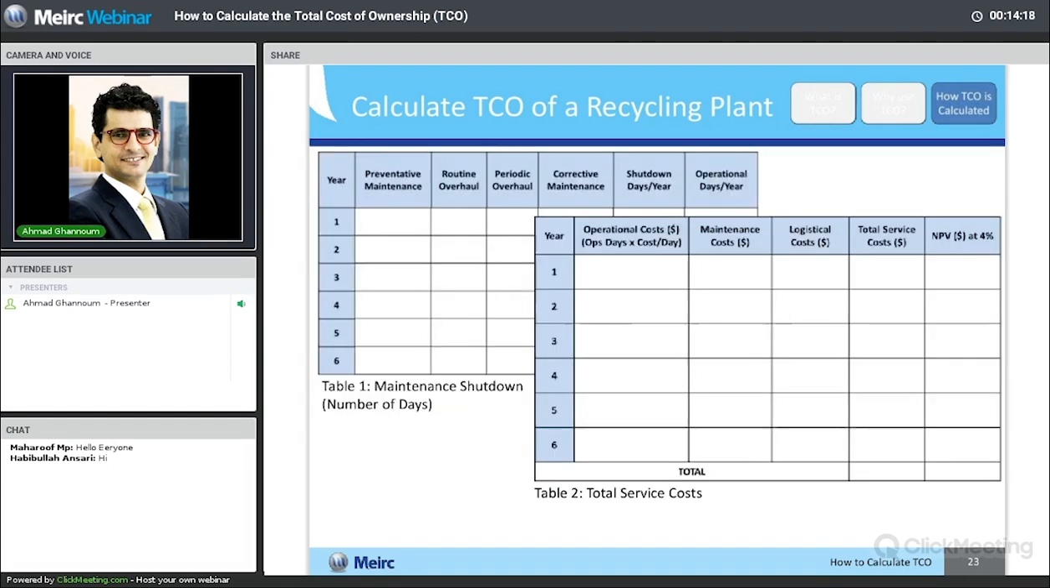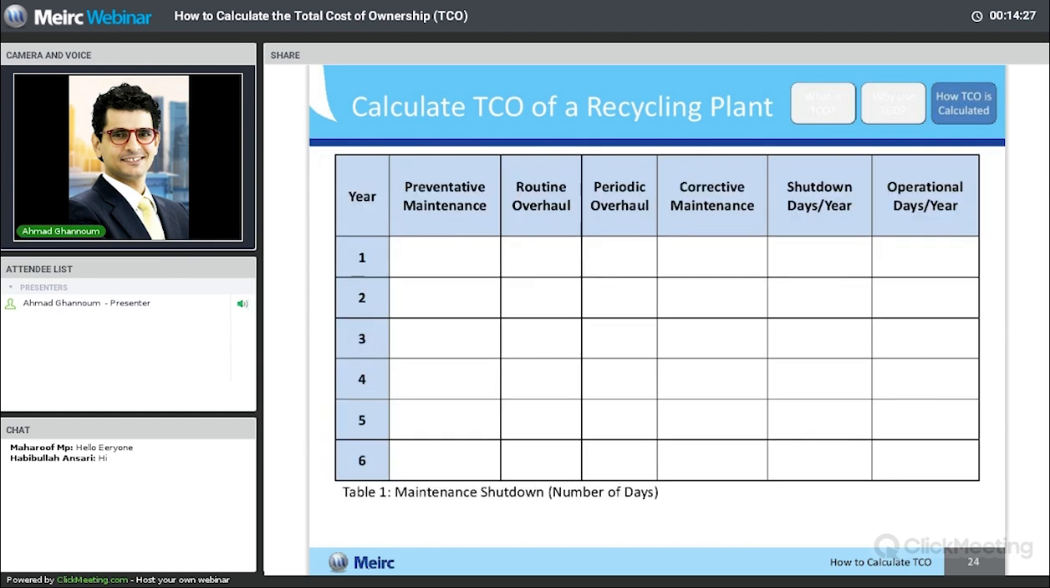So once we go back to the present value table, in year 1, we're going to multiply the 4% with the 1 year. Year 2, we'll take the 4% where that intersects with year 2, etc. We'll illustrate this in a minute. Now let's get straight to table 1 then, which is maintenance shutdown, as shown as a number of days, where we will be logging the number of maintenance days per year.